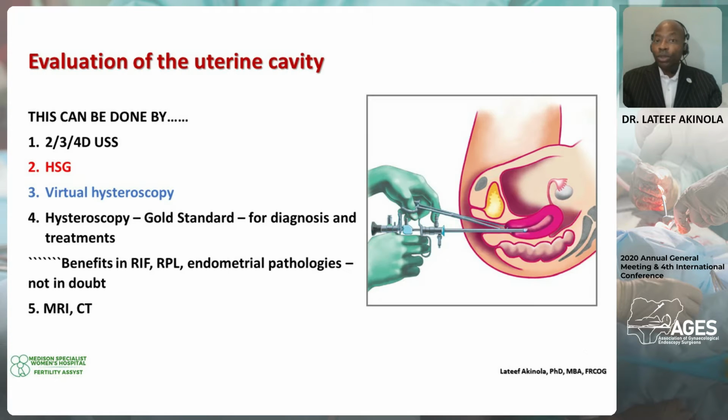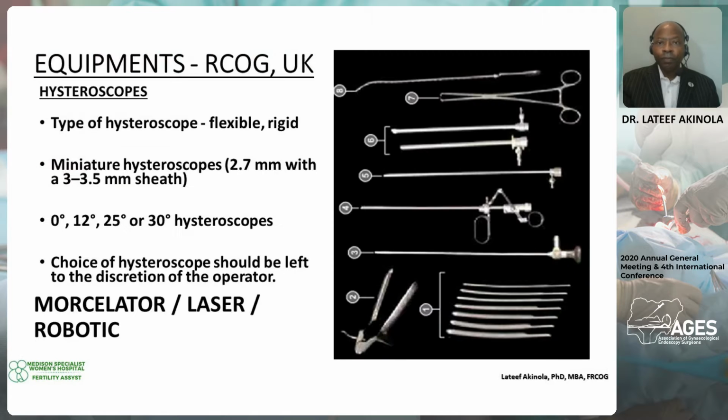How do we evaluate the uterine cavity? There are a number of modalities we can use, including 2D, 3D or 4D ultrasound scan, HSG, virtual hysteroscopy, the new kid on the block that refused to take off. Hysteroscopy, of course, is the gold standard and is used for diagnosis and treatments. Benefits in recurrent implantation failure, recurrent pregnancy losses, and other endometrial pathologies are not in doubt. We also have MRI or CT scan that can give us a precise evaluation of the endometrial cavity.